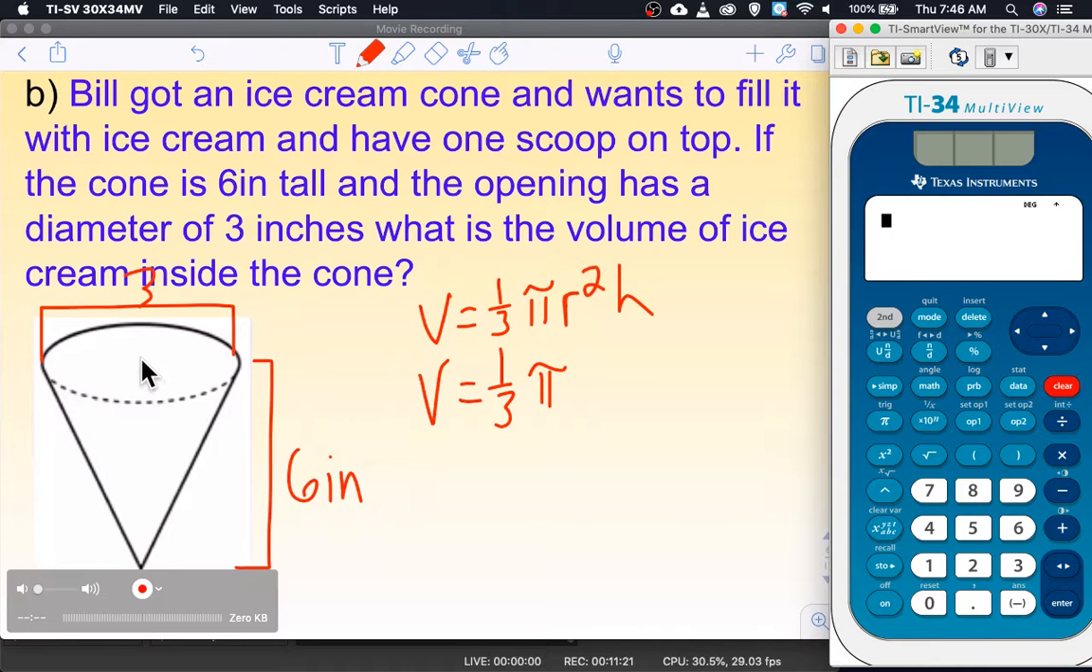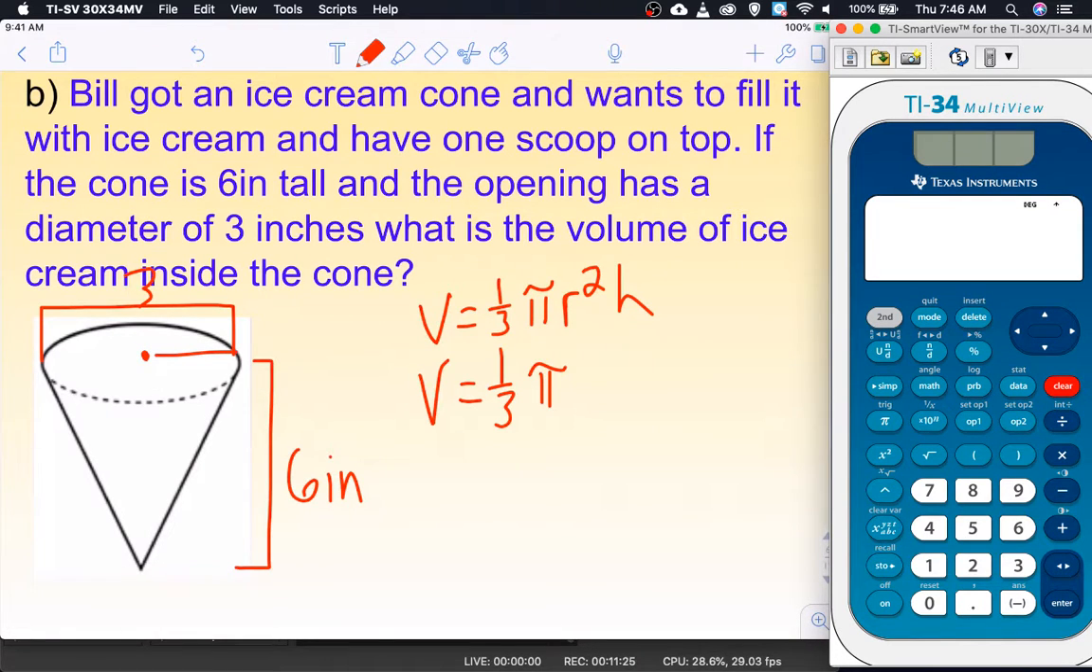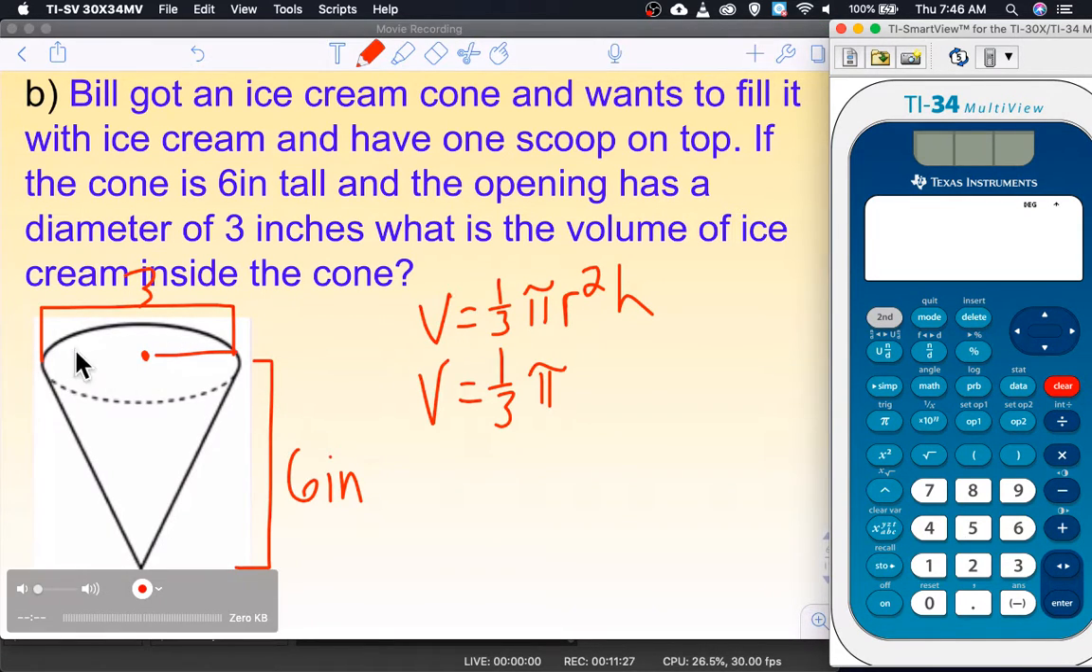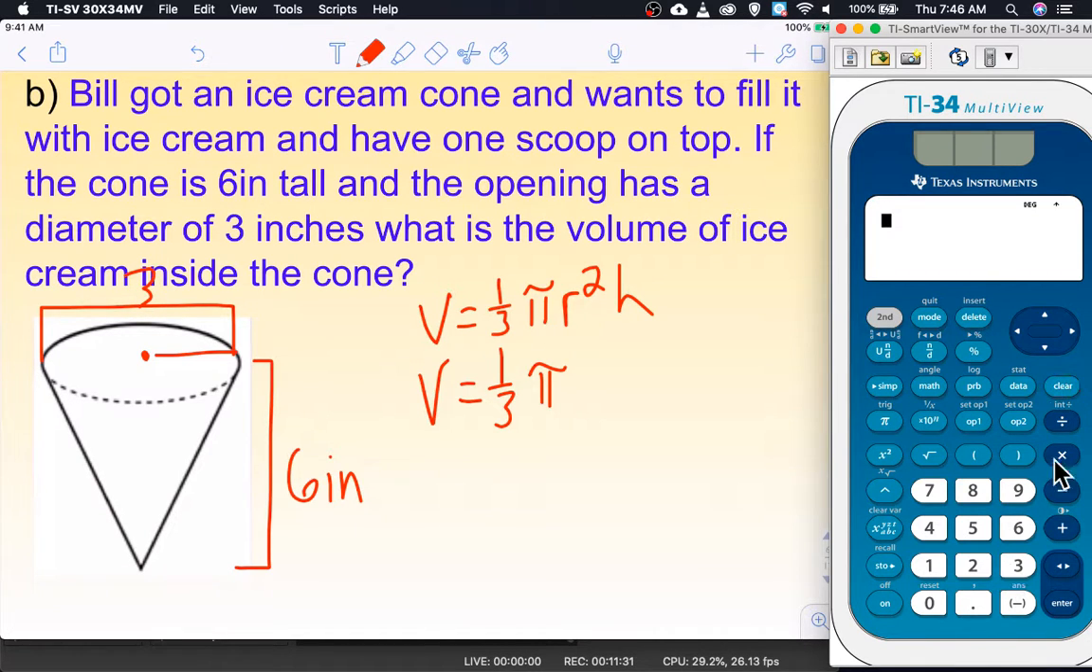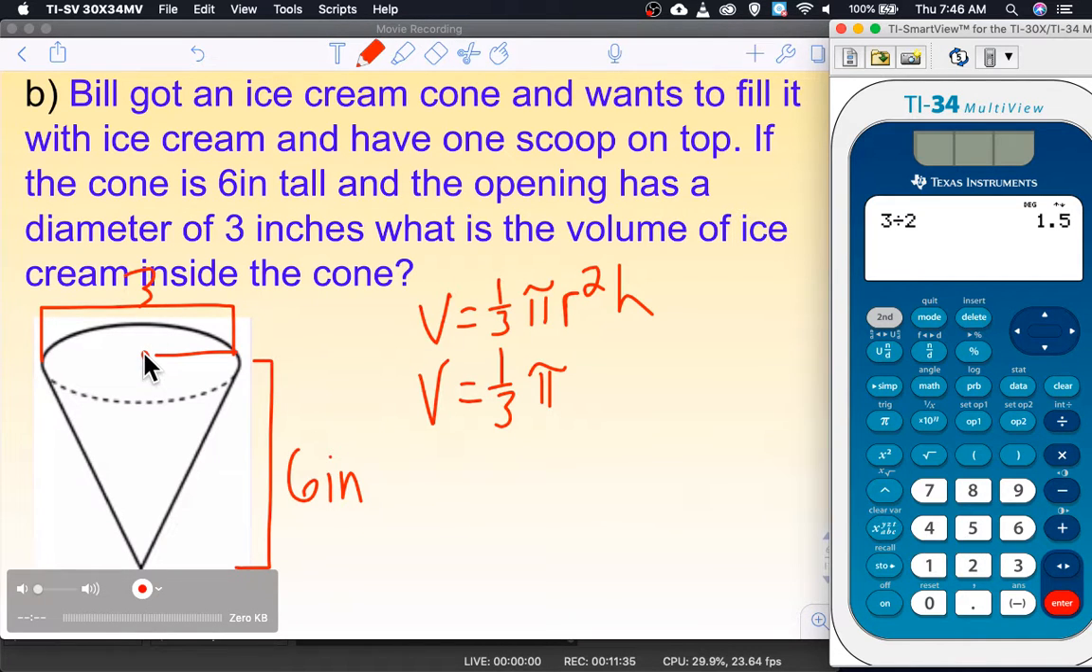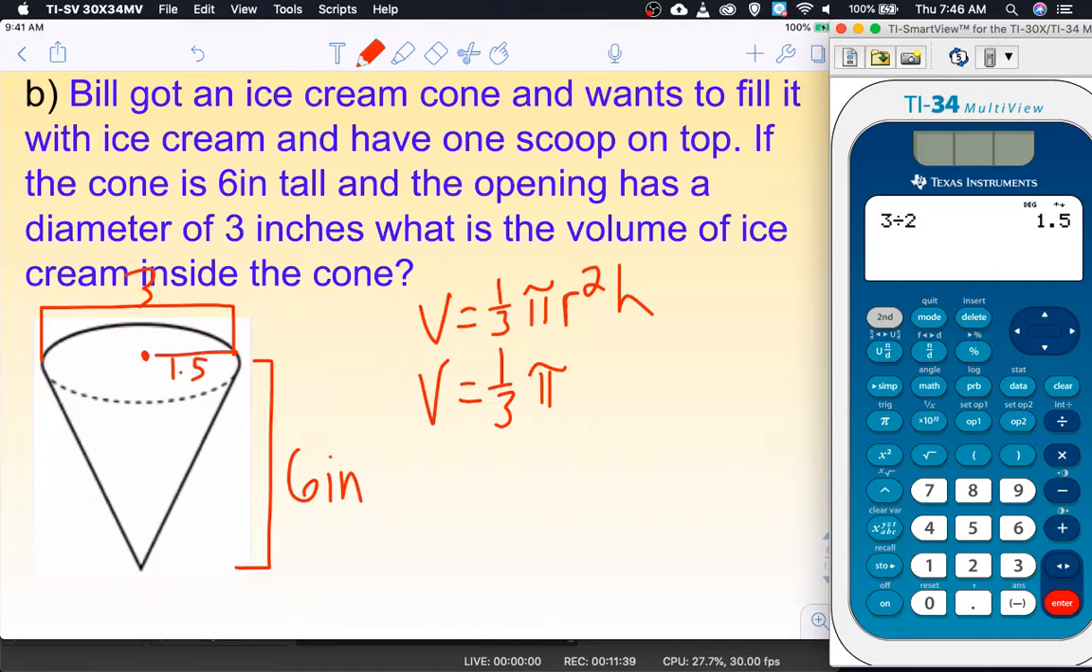Well, if a radius goes from the center of the circle to the outside, and a diameter is the whole way across, the diameter is just 2 times bigger. So if I cut this in half, 3 divided by 2 pieces, each piece would be 1.5 inches. And that would be my radius, 1.5. I'm going to square it. And my height is 6 inches.